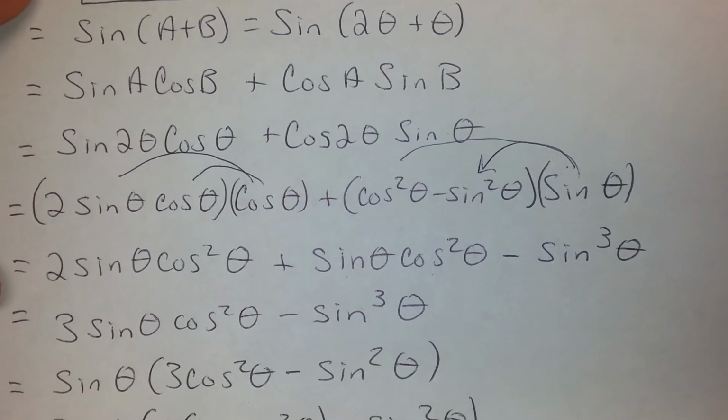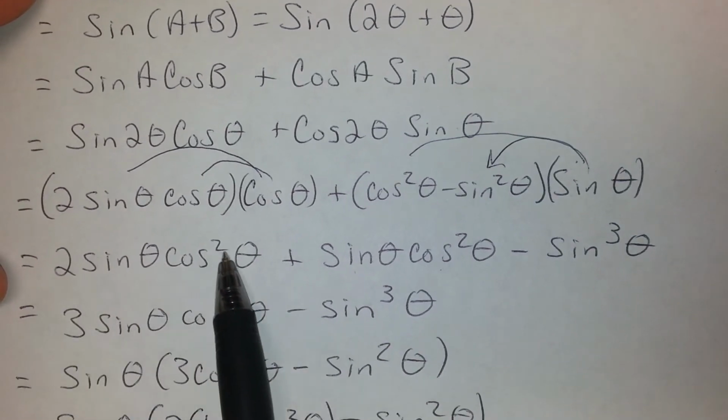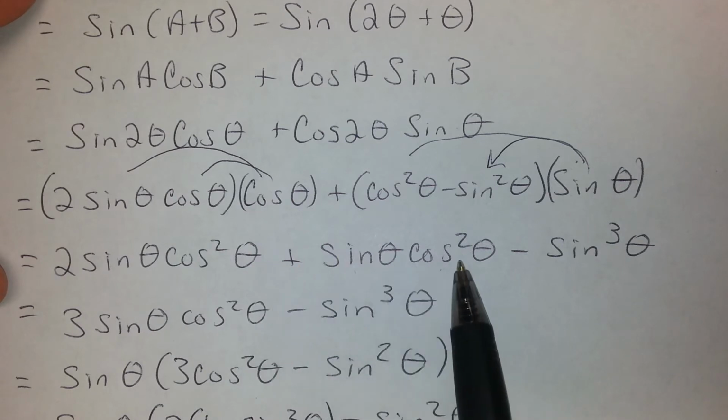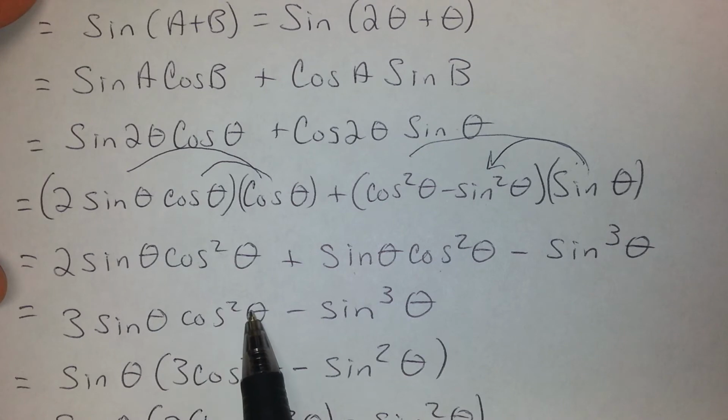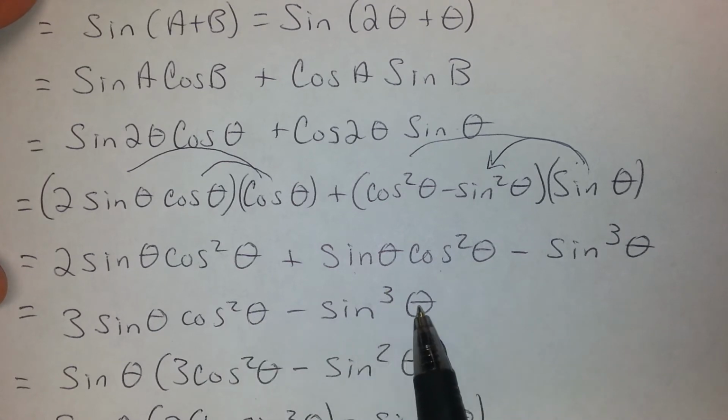Now I'm going to combine like terms. I've got a 2 sine theta cosine squared theta plus 1 sine theta cosine squared theta. These are like terms, so I have 3 of those: 3 sine theta cosine squared theta, and minus the sine cubed theta.